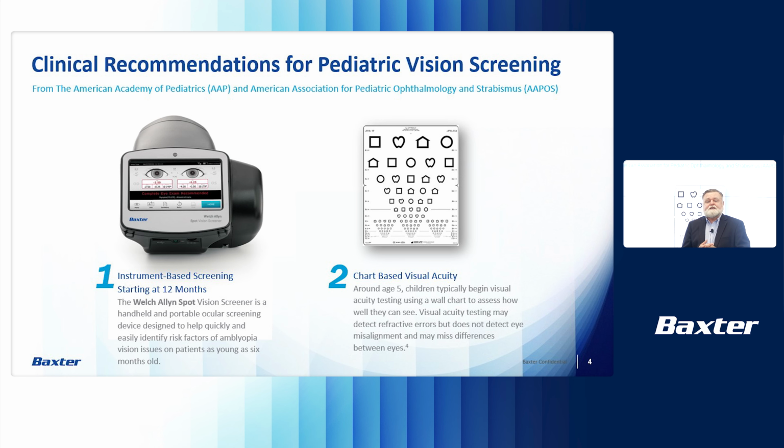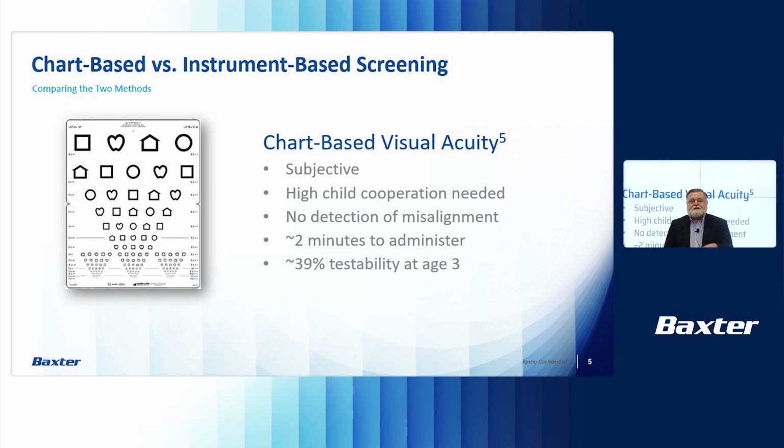Major medical organizations like the AAP and AAPOS have clear guidelines. They recommend instrument-based screening starting at 12 months of age. Once a child is around 5 and developmentally ready, we move to the visual acuity tests. This age-based strategy helps ensure we're using the most effective tools at the right developmental stage. In the next 2 slides, let's compare the two methods.